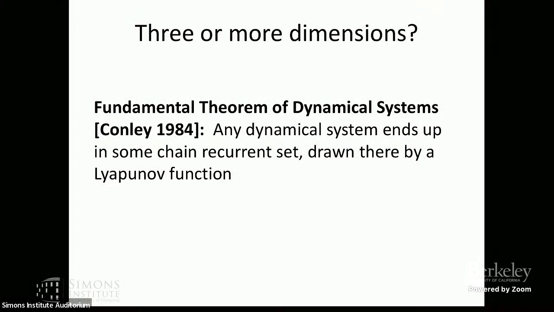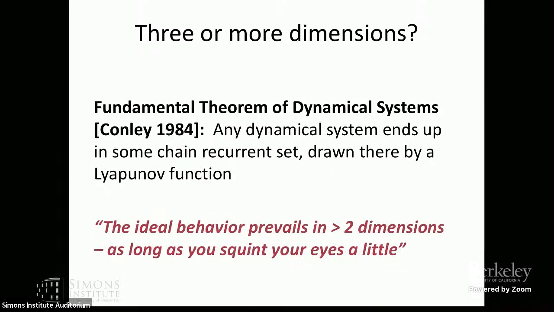So any dynamical system ends up in some chain recurrent set drawn there by a Lyapunov function. In other words, the ideal behavior prevails in more than two dimensions as long as you squint your eyes a little, so you consider cycles and some things that are not cycles. There is a beautiful adversarial interpretation of this: it says that Alice can convince Bob that Bob is recurrent by only manipulating Bob's floating point accuracy.